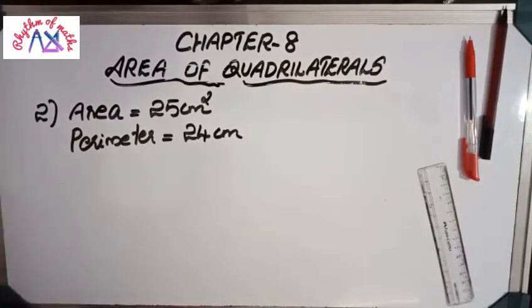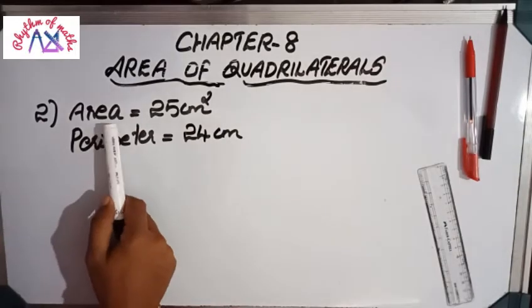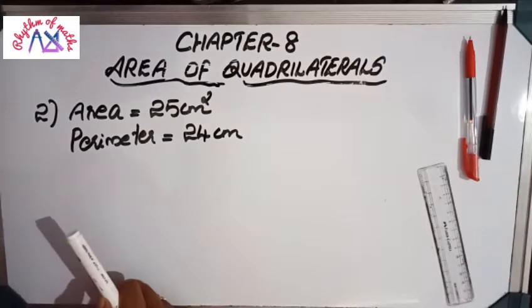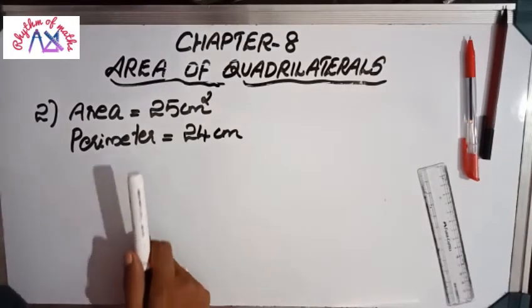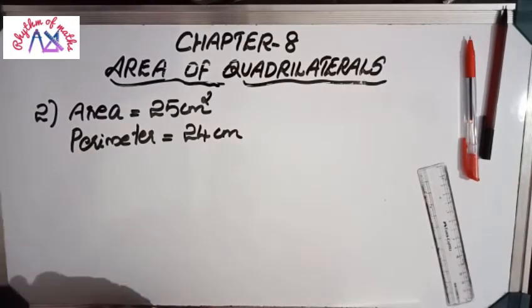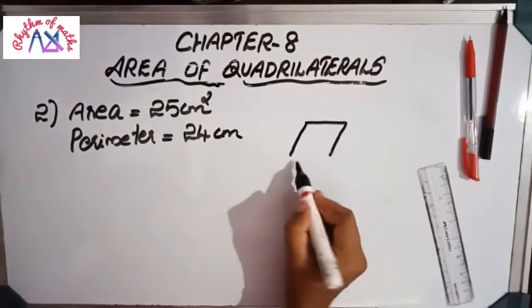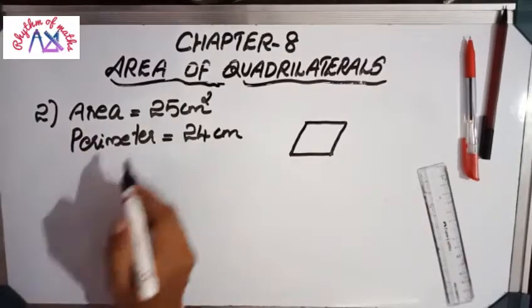Second question is, draw a parallelogram of area 25 square centimeter and perimeter 24 centimeters. Here in the second question we have to draw a parallelogram with area 25 centimeter square and perimeter 24 centimeter. Here the sides are not given, only area and perimeter are given. So let's check with the rough figure. This is the parallelogram. Here the area must be 25.